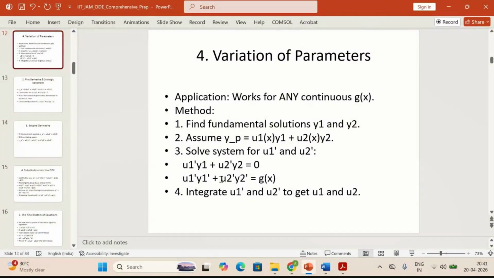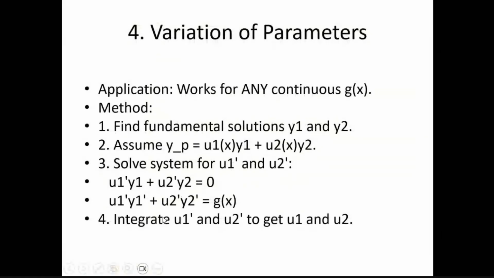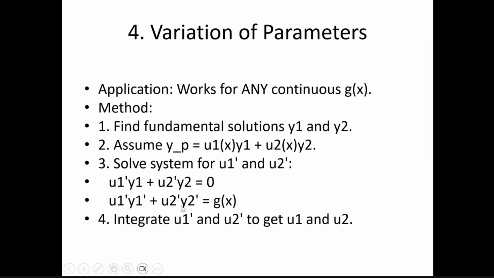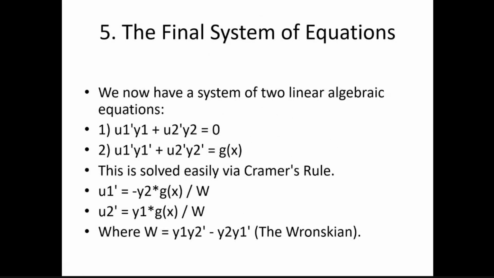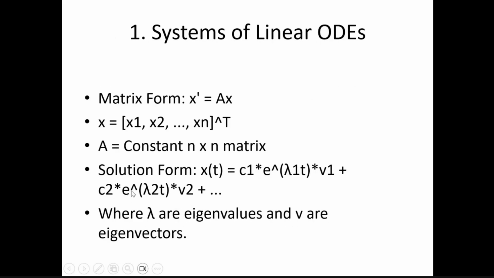Going back to this, we get u1' y1' + u2' y2' = g(x). Then we integrate u1' and u2' to get u1 and u2. Finally, the system of equations is solved by Cramer's rule. So you get u1' = -y2 g(x)/W, where W is the Wronskian. u2' is similar.